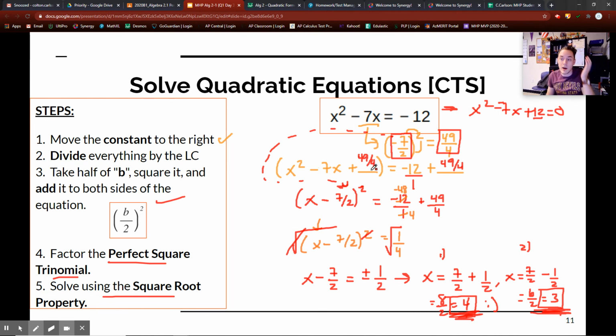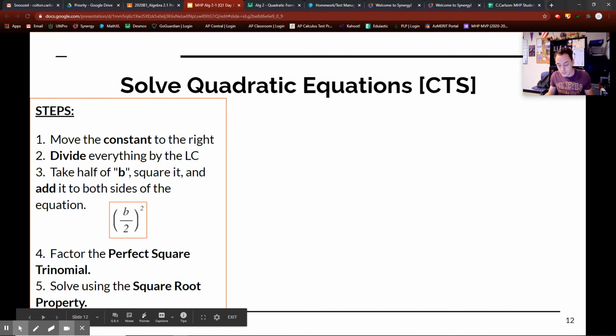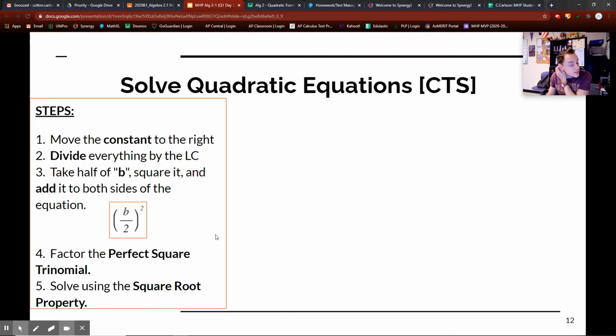Most of the time, you probably won't solve it using the completing the square method. I get that. But sometimes this completing the square method actually does help. So I'm going to erase this, and I'm going to get to one of our last examples. Actually, it is our last example. Yay.